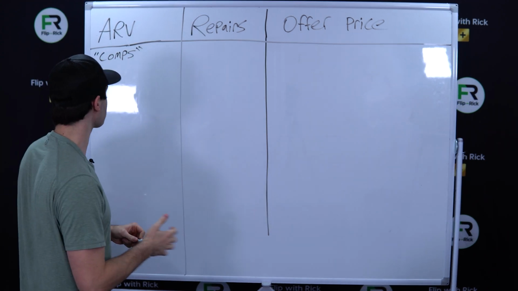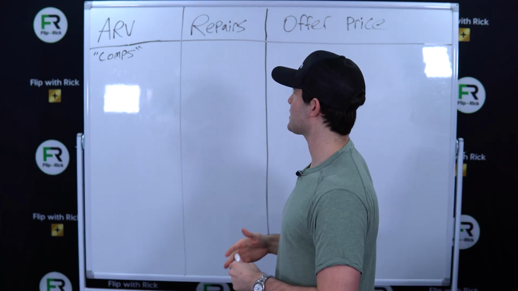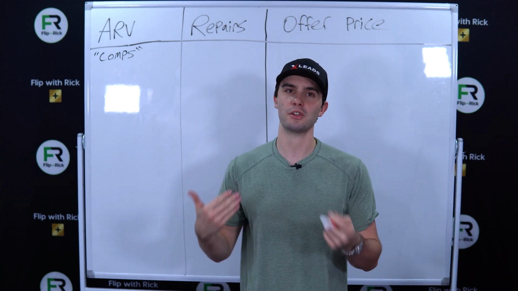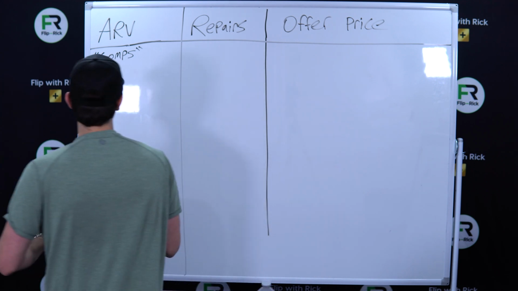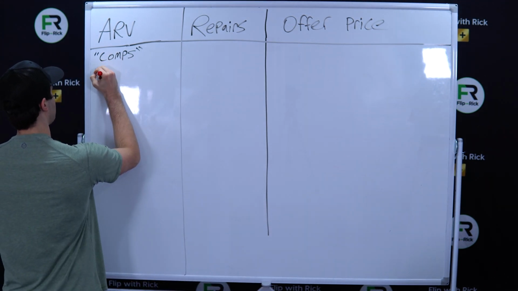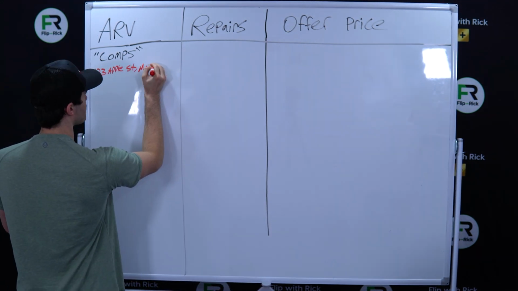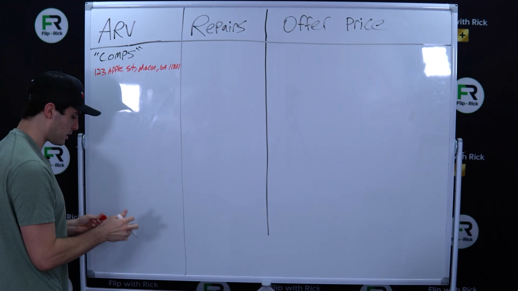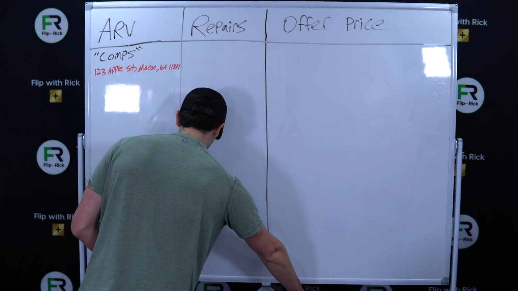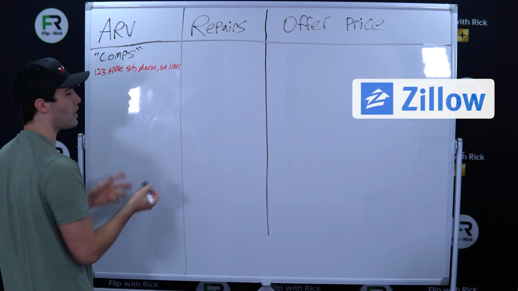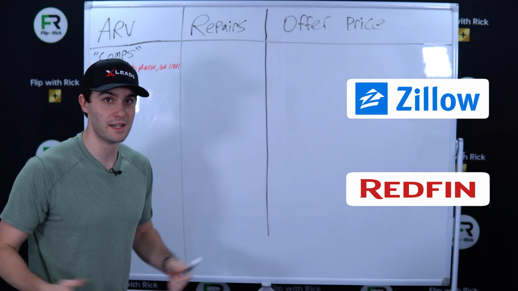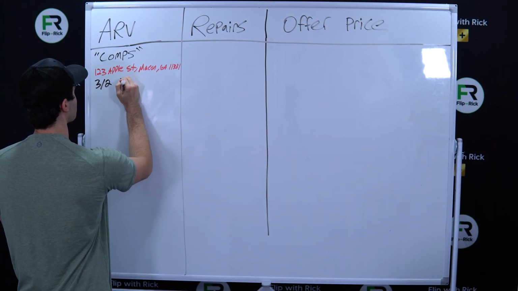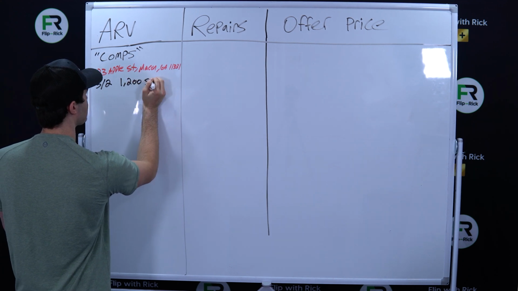Comps are short for comparables, and comparables is exactly what it sounds like. You want to find properties that are similar to your property. So for example here, let's say we have 123 Apple Street in Macon, Georgia, right? I don't think this is a real property, but 11331. What I'm going to do is go to a website and find other similar properties like this. Going to Zillow or Redfin.com, which are free websites, by the way, I figured out this is a 3-bedroom, 2-bath house that is 1,200 square feet.